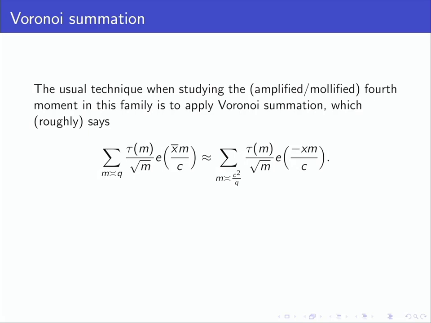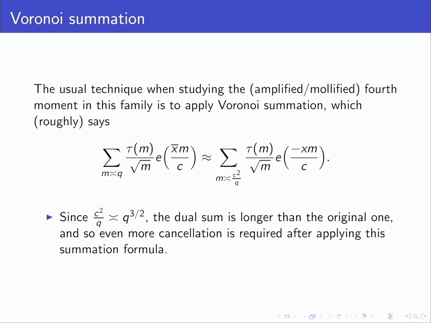But the downside is that your dual sum in this case becomes longer. The original sum was length q. The dual sum is length c squared over q. We're thinking of c as q to the 5 over 4.